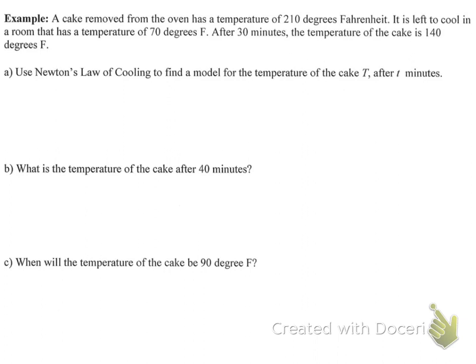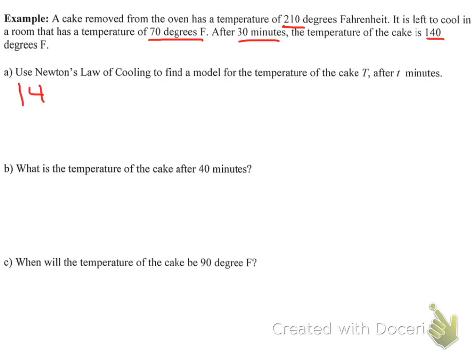Letter A says a cake removed from the oven has a temperature of 210 degrees Fahrenheit. That would be our initial temperature. It is left to cool in a room that has a temperature of 70 degrees Fahrenheit. That's our cooling temperature, or the constant temperature of the room. After 30 minutes, there's our time, the temperature of the cake is 140 degrees. That's our ending temperature. So we're going to plug this in, and our objective is to find what k is, so that I have a model that matches this exact scenario.